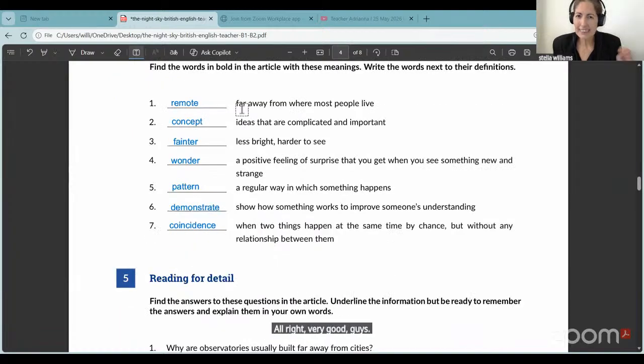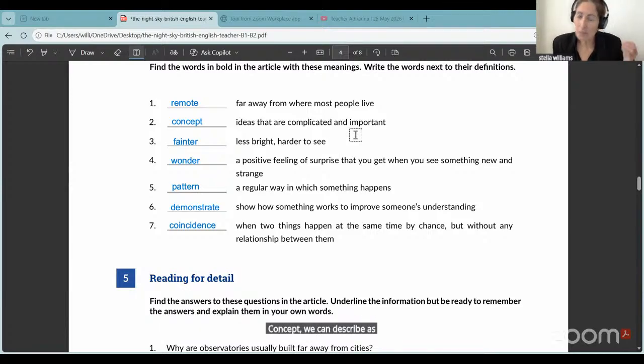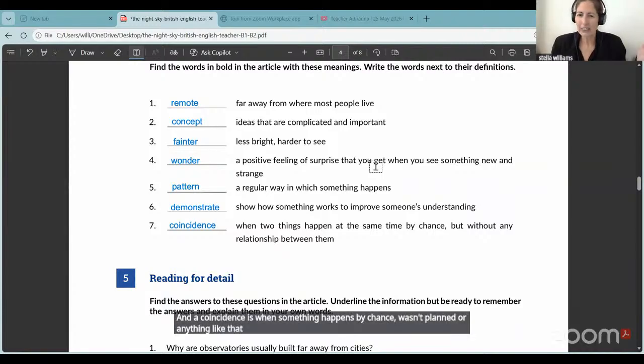So there we go. As you can see, remote, when you're far away from where most people live. Concept, we can describe as ideas that are complicated and important. Fainter, less bright, harder to see. Wonder, it's a feeling of surprise, when you're in awe of something. Pattern, a regular way in which something happens. If you demonstrate something, you are showing how something works. And a coincidence is when something happens by chance. It wasn't planned or anything like that. It's just coincidence, all right?